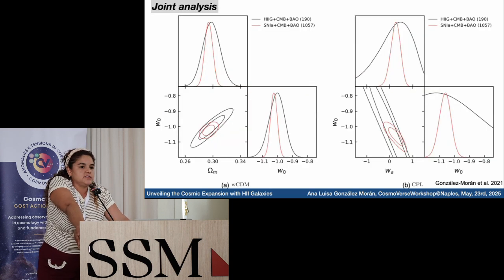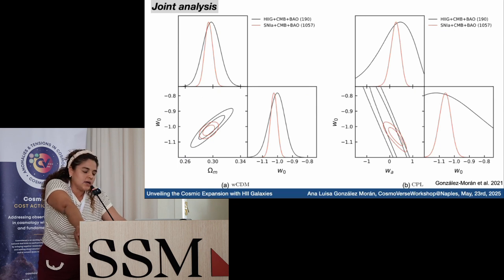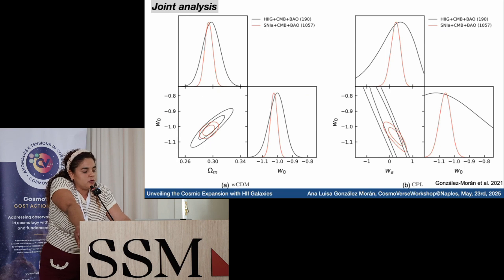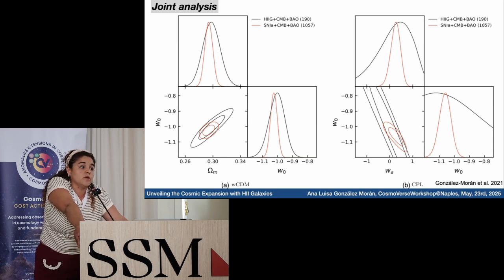Here, just for comparison, we have H2 galaxies plus CMB and BAOs in red, in black for the wCDM model, and supernovae plus CMB and BAOs in red, and on the right panel the same, but using the CPL model. Here I show you that, of course, we have larger uncertainties, but we have to note the huge difference in the number of targets that we have: less than 200 versus more than 1,000.